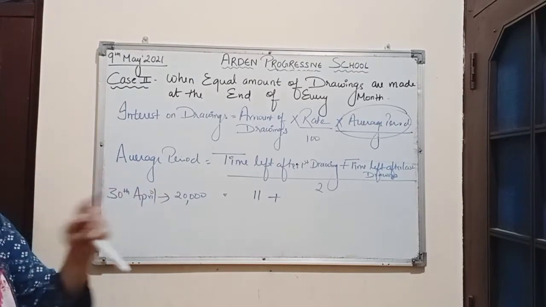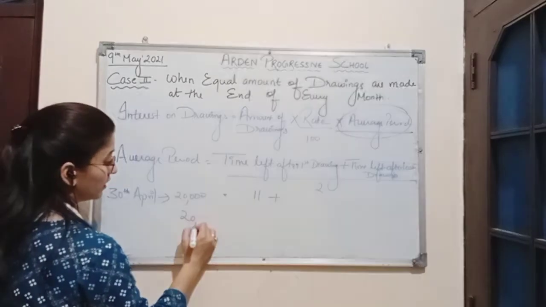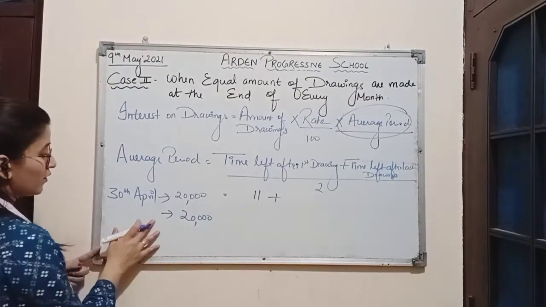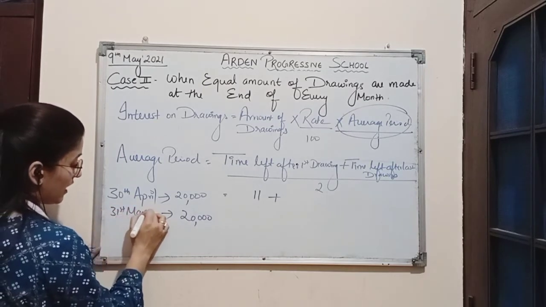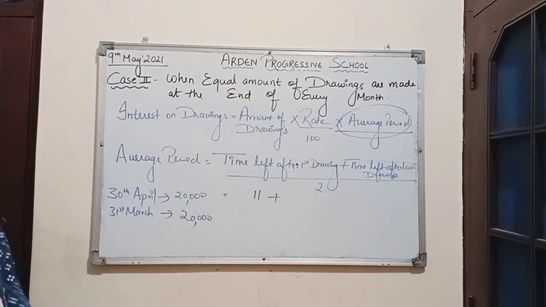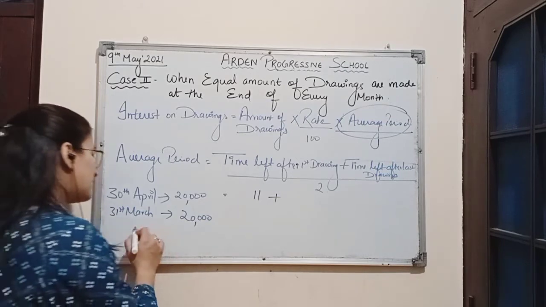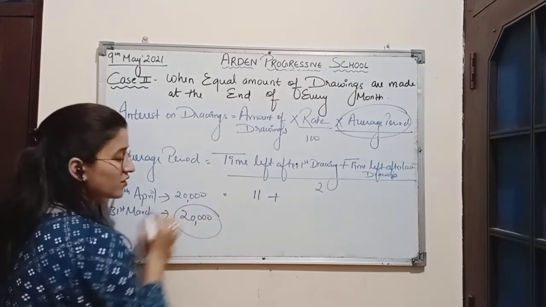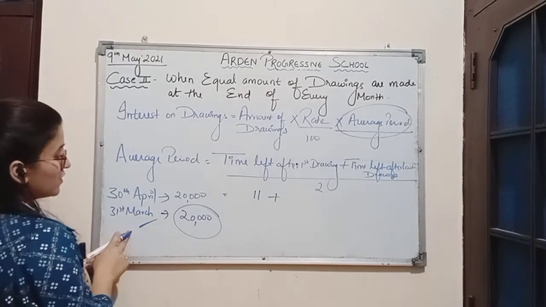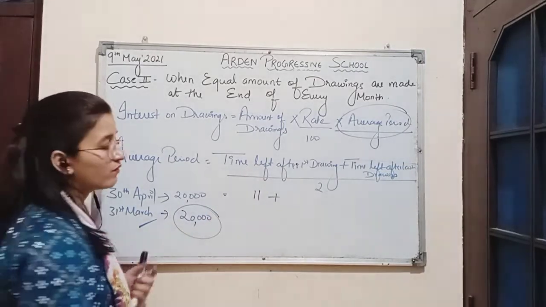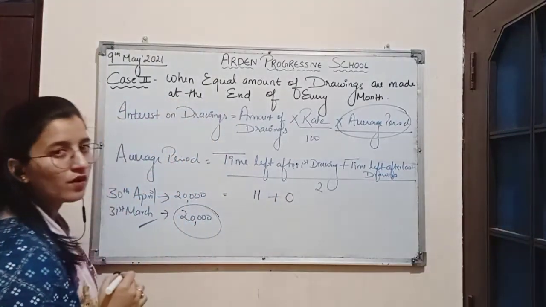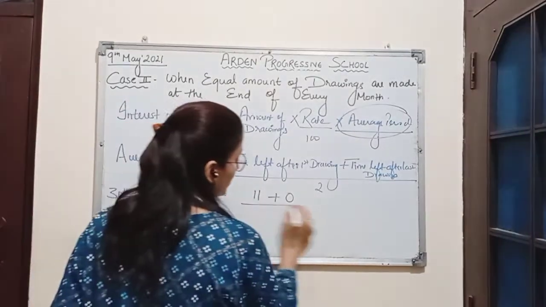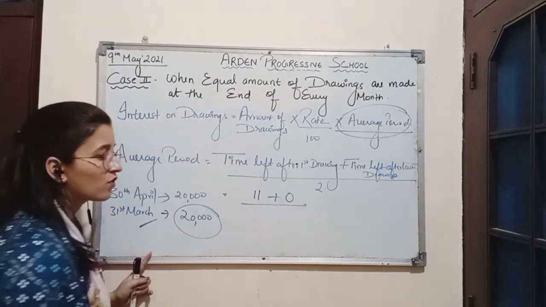Now, time left after last drawing. So the partner will be withdrawing the same equal amount of drawings at the end of last month. So here the last drawing partner will be withdrawing on 31st March. So as he is withdrawing the drawings at the end of March, so no period is left now. Interest on this amount will be paid in the next year. So here time left after the last drawing will be 0, as last drawing is withdrawn at the end of the last month of the year. So no time is left after the last drawing.